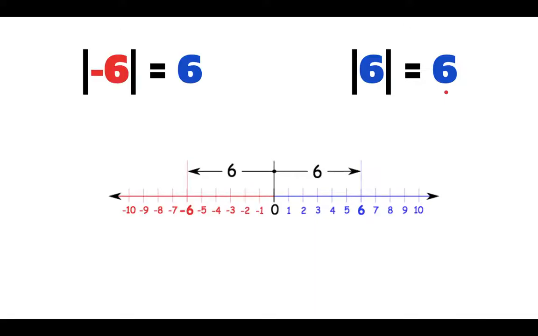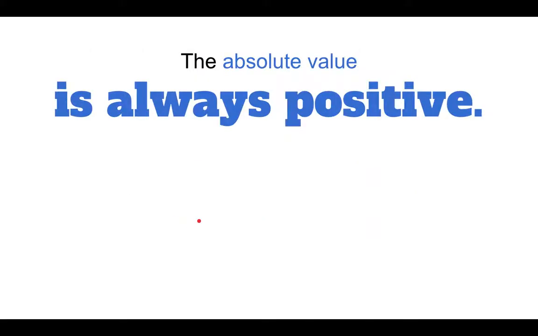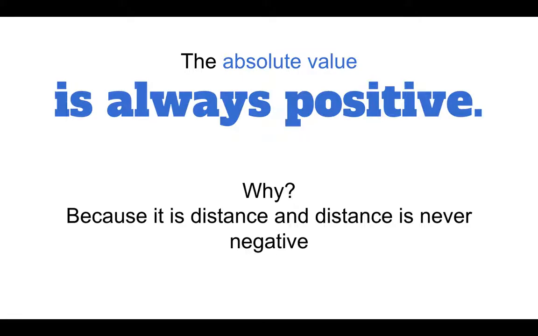The absolute value of a negative number is still how many spots away from 0 that number is. So let's count. Here's 0, here's negative 6. 1, 2, 3, 4, 5, 6. So even though we moved in the negative direction, the absolute value of negative 6 is still positive. So the absolute value of any number is always positive. Why? Because absolute value is distance, and distance can never be negative.